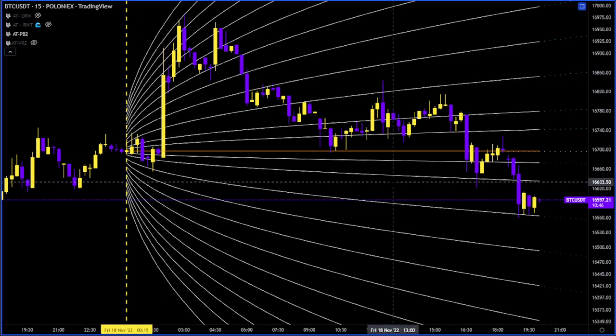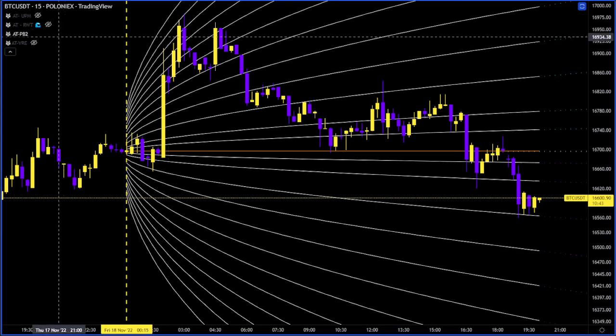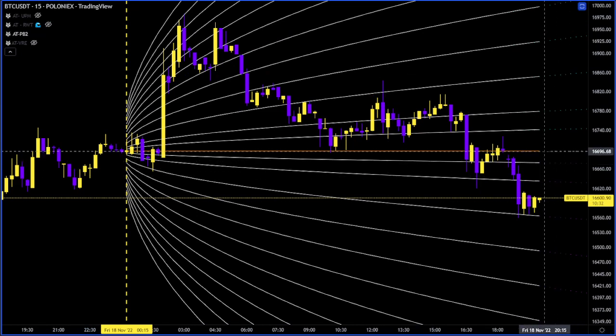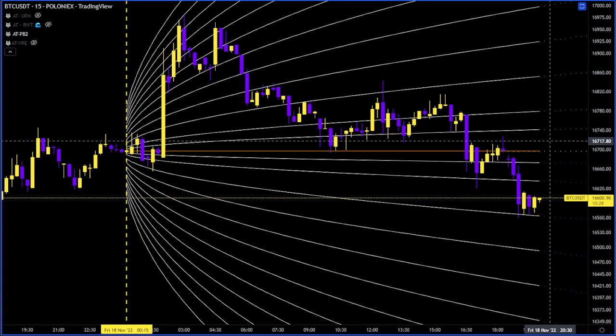Today we're going to be looking at BTC USDT. What can we see? This is the 15-minute distribution cone. Last time we had zero volatility was Friday the 18th of November, which was today. So you're looking for distribution in returns to come back to 16,696. You'll look for failure at these three levels.